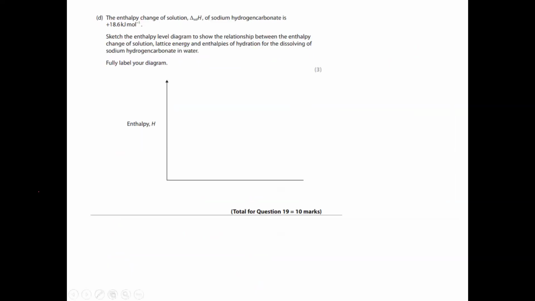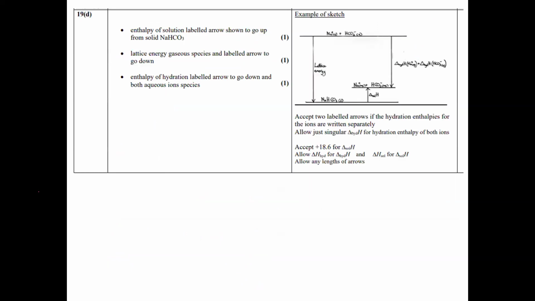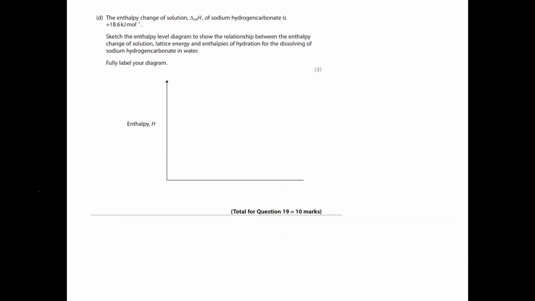Then section D: the enthalpy change of solution of sodium hydrogen carbonate is plus 18.6, an endothermic value. Sketch the enthalpy level diagram for the relation between the enthalpy change of solution, lattice energy and enthalpy of hydration for the dissolving of sodium hydrogen carbonate in water. Okay, first I'll show you the enthalpy level diagram. I'll show it here.